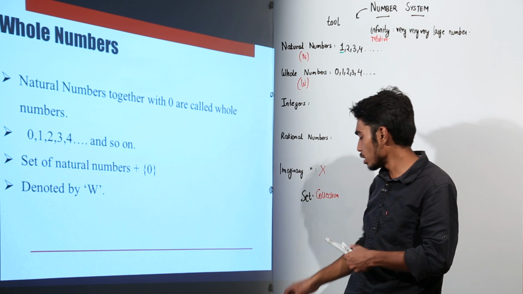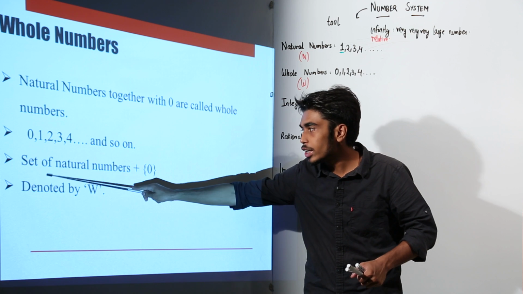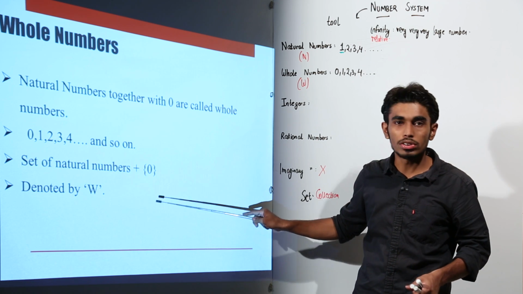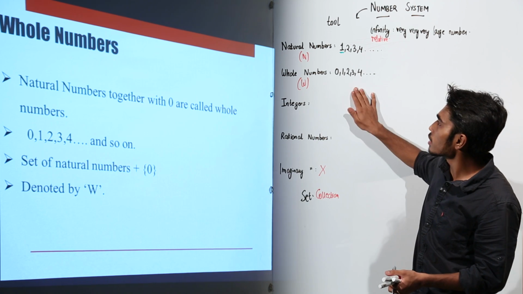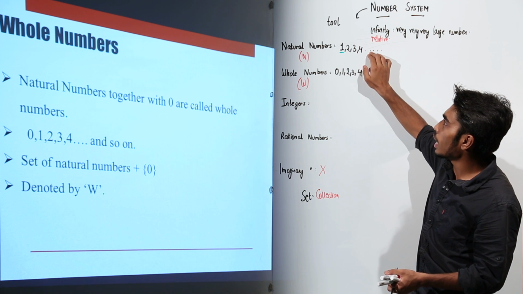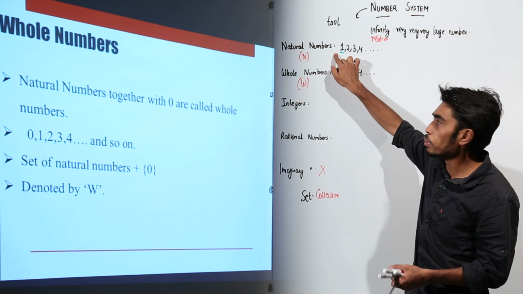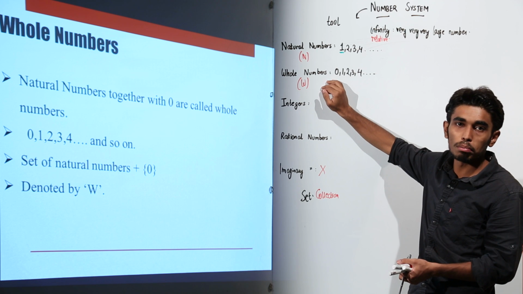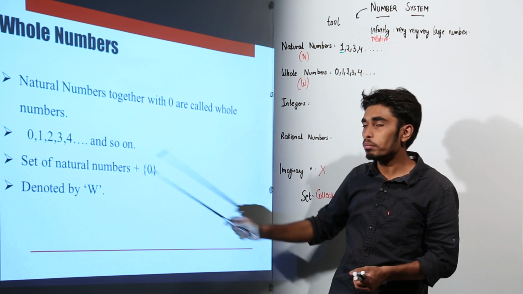So here you can see one definition: set of natural numbers plus 0. Whole number is nothing but the natural number set, and if we add 0 at the beginning, then we are going to get the whole number set, and it is denoted by W.